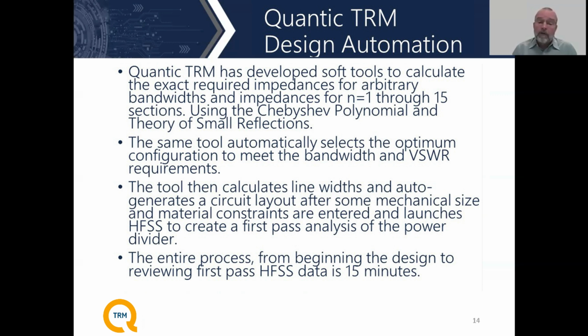The other thing this tool does is it automatically selects the optimum configuration in order to meet the bandwidth. For example, the number of sections that you need in order to get the optimum VSWR bandwidth for any particular impedance transformation. The tool then goes one step farther and calculates what all the line widths would be in either strip line or microstrip, going back to papers that were written back in the 1950s, as far as figuring out exactly what those impedances need to be.